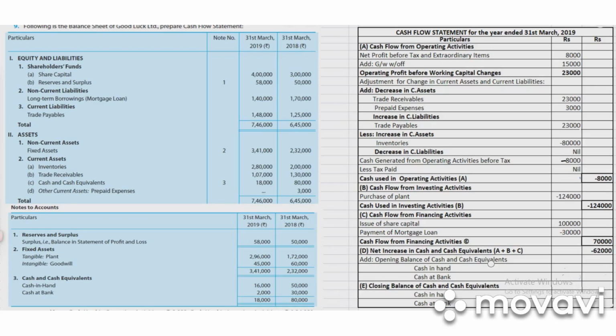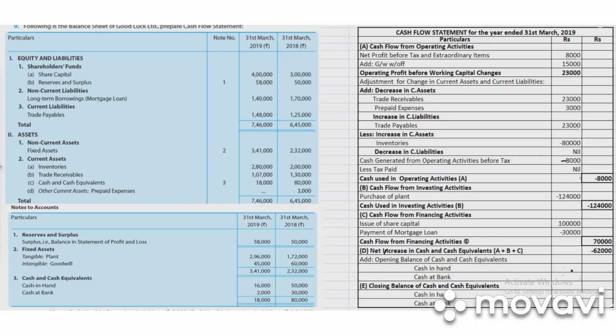From operating activity, investing activity, and financing activity, we get the net cash outflow. It is minus, a cash outflow. So it should actually be a net decrease. Here increase is written, but it is actually a net decrease. You may just correct it.